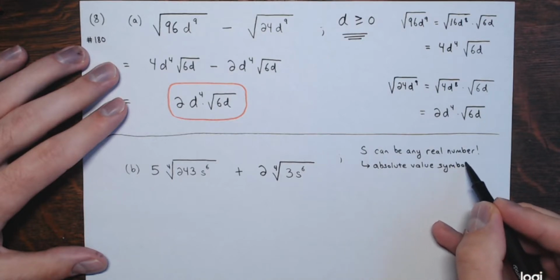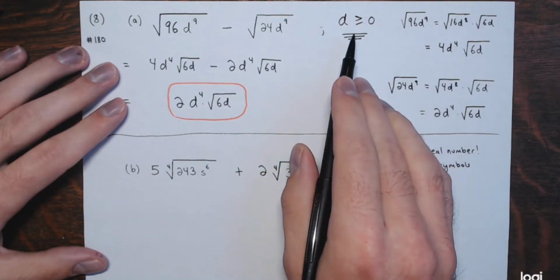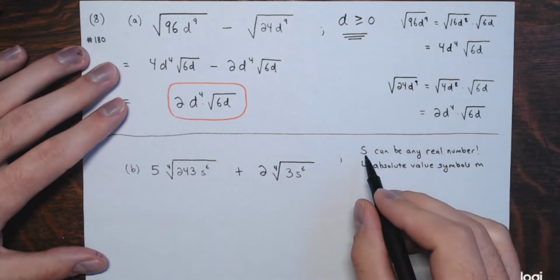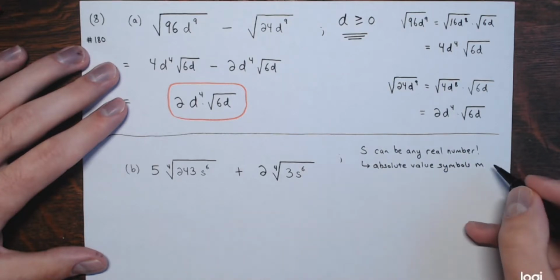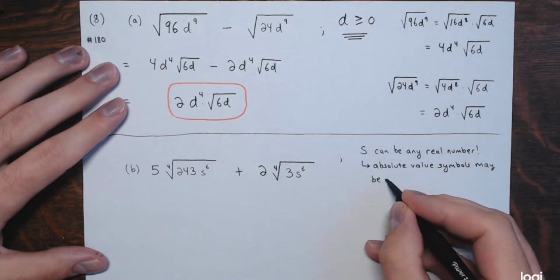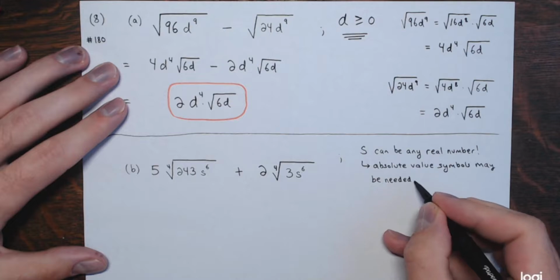Right, back here, when I said d couldn't be negative, you didn't need absolute value symbols. But if the variable here can be any real number, absolute value symbols may be needed. All right, so let's keep that in mind.